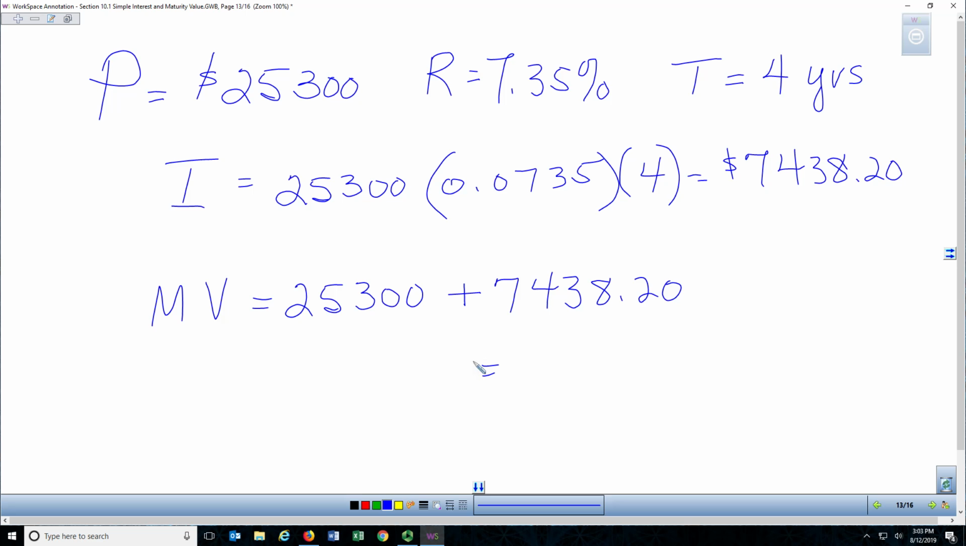And again, this is how much we have to pay back on this loan at the end of 4 years, and that is $32,738.20.